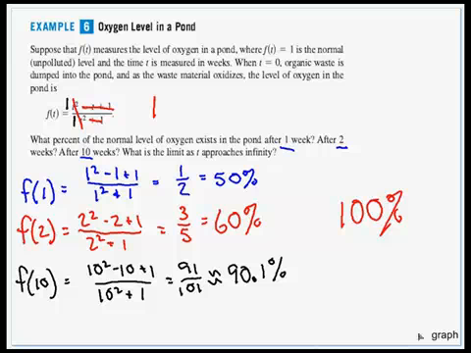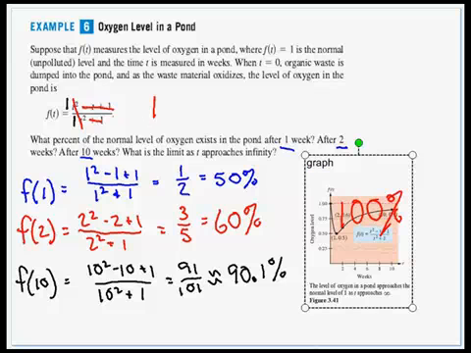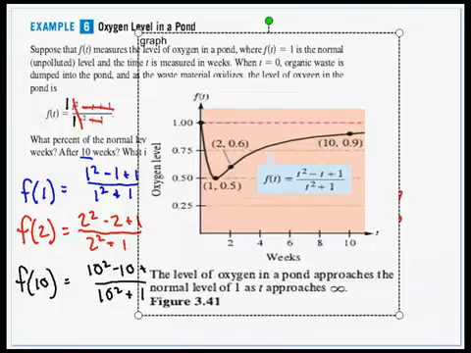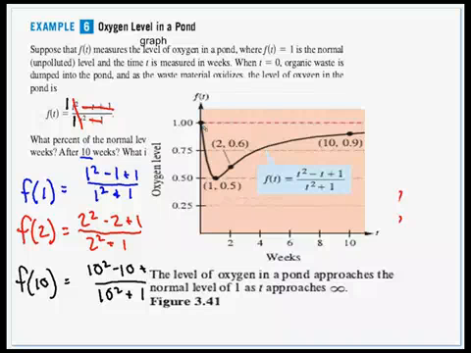And we do have a graph for this example. Let me pull that up there. Okay, here's our graph, our behavior for the function. As we started off at 0, we have our beginning point here, 1 and 0.05 was our first output, the first week, 50%, and then our 0.2, 0.6, and then as we head up, we are leveling out, but as we head off toward infinity, it does look like we're going to head toward a 100% oxygen level. The level of oxygen in a pond approaches the normal level of 1 as t approaches infinity.